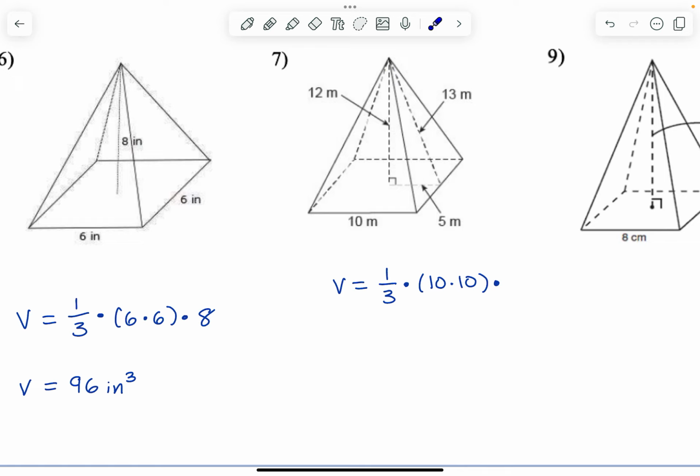Yes, that is the distance from part of the base to the vertex. However, height is always perpendicular. Perpendicular, our height is 12. 1/3 times 10 times 10 times 12. Volume is equal to 400 meters cubed.